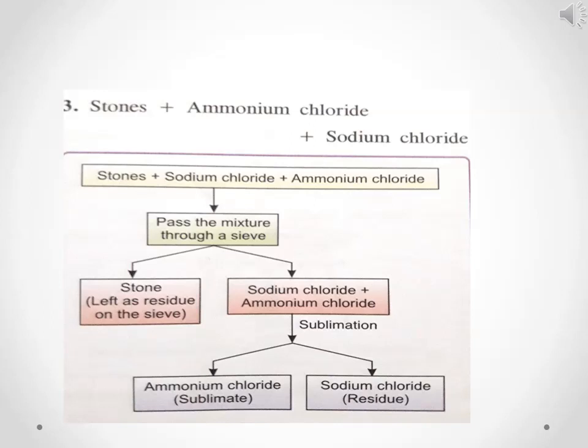Now we have a mixture containing only sodium chloride and ammonium chloride. Sodium chloride does not undergo sublimation, whereas ammonium chloride undergoes sublimation. So we use the process of sublimation and separate ammonium chloride. So in the end, we are left with sodium chloride as residue only. So with the help of these different processes, we were able to separate different kinds of mixtures.